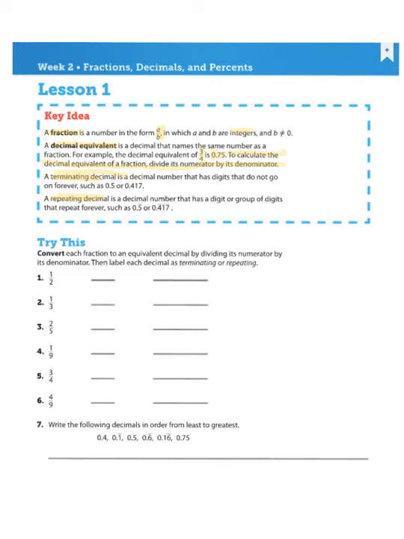First thing we're going to do is take that fraction and turn it into a decimal. So 1/2, if I take 1 divided by 2 in my calculator, I get 0.5. That does not go on forever. It does not repeat, so this is a terminating decimal. Okay?